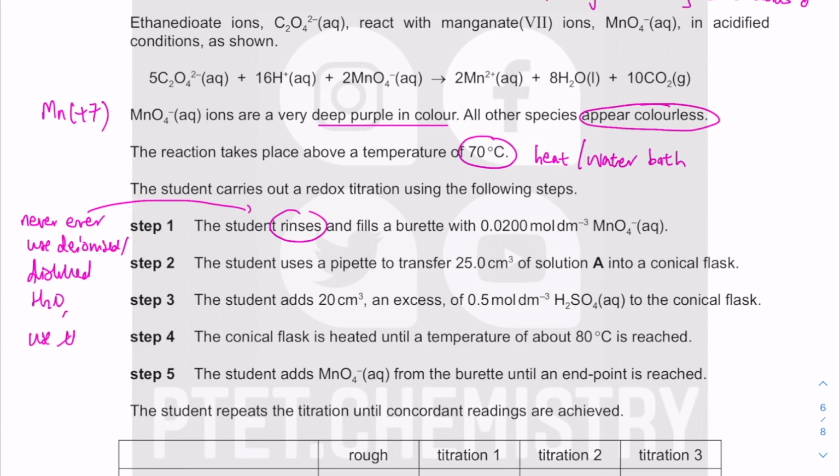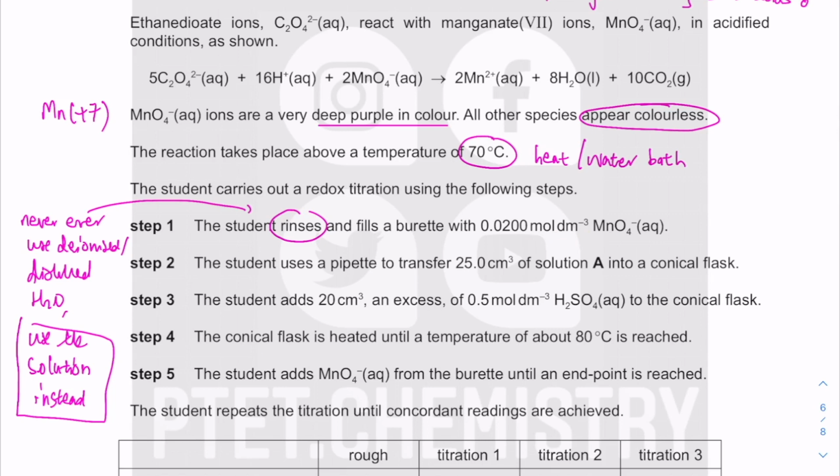with the solution instead. You always rinse the burette with the solution instead, because if you have any little bit of water inside the burette, it will affect the concentration of what you're going to fill the burette with. And if it affects the concentration, it will affect the moles of whatever is in the burette that passes out, and therefore it will affect the volume of your titre that comes from your burette to react with whatever is in the conical flask, whatever you have pipetted out.